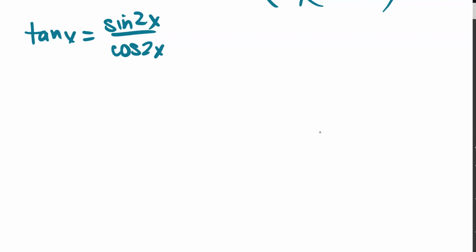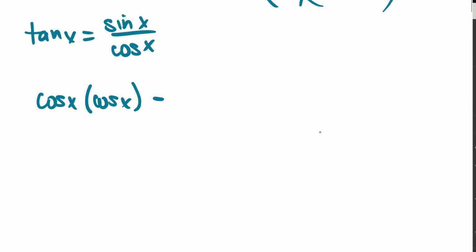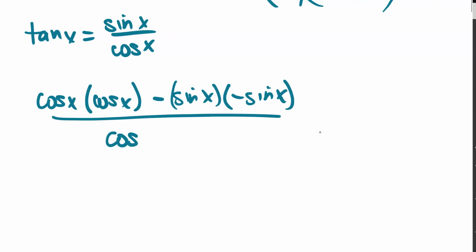Low, d high. Take high, d low. The derivative of the high is just cosine. Take high, d low. Derivative of cosine is negative sine. Cross the line, square the low.